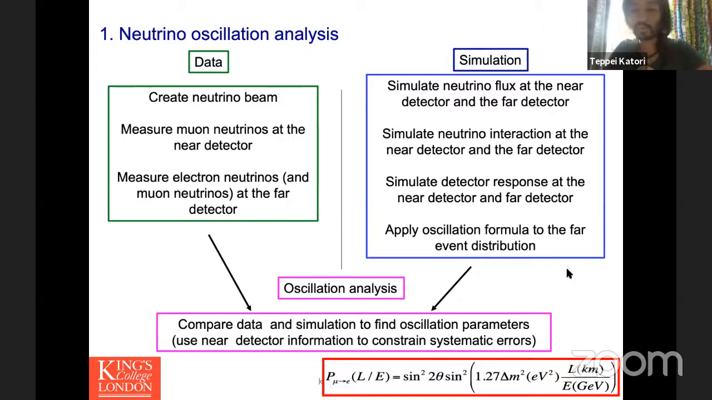So meantime, near detector information is used to constrain systematics. So that's an overview of this data simulation and oscillation analysis. From here, I want to explain these elements one by one. But so that's an overview of T2K.